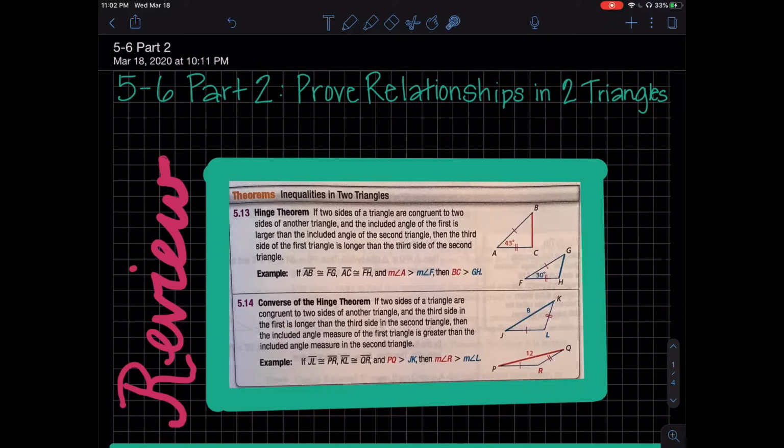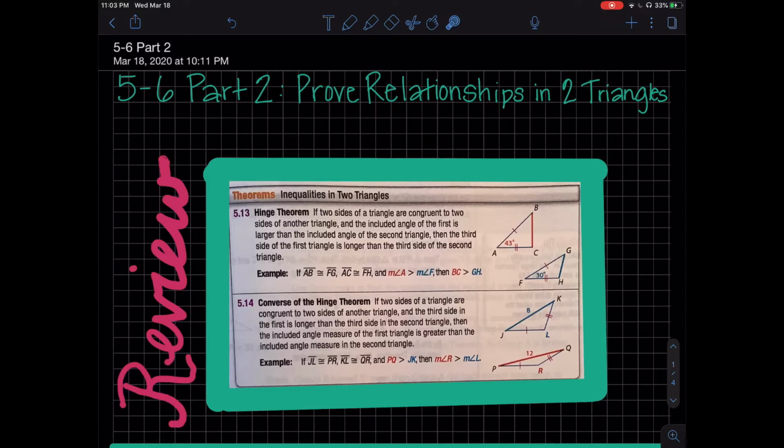We learned the hinge theorem and the converse of the hinge theorem. It says if two sides of a triangle are congruent to two sides of another triangle, and the included angle of the first is larger than the included angle of the second triangle, then the third side of the first triangle is longer than the third side of the second triangle. So what that means is AB is congruent to FG, AC is congruent to FH, and the measure of angle A is greater than the measure of angle F, then BC is greater than HC.